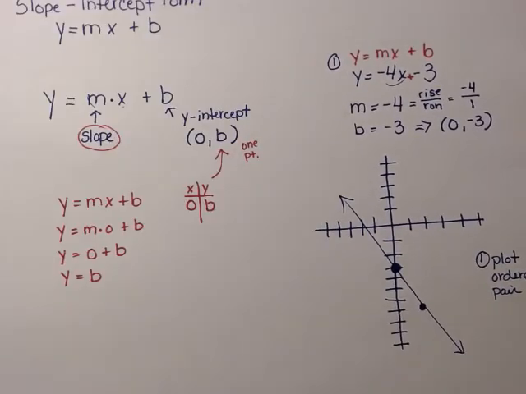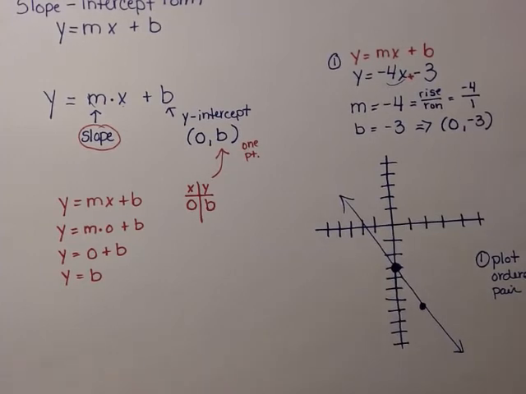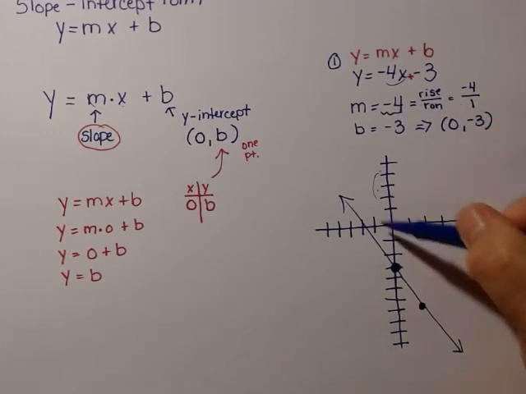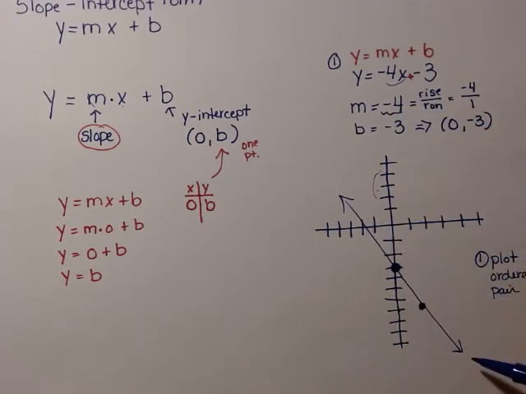So this is what my graph looks like. Remember when we talked about having negative and positive slopes? This slope is a negative slope, so your line should be going down.